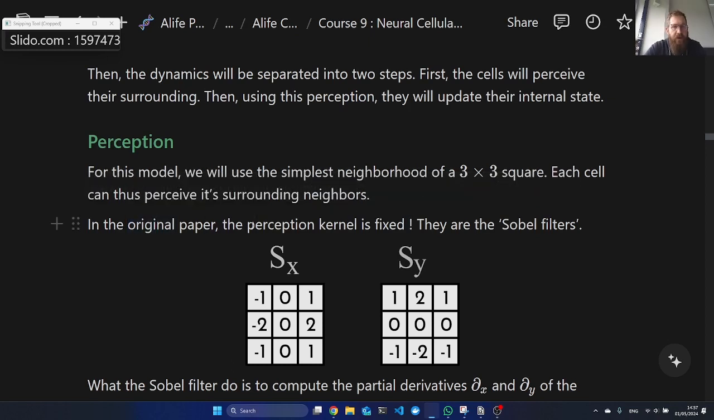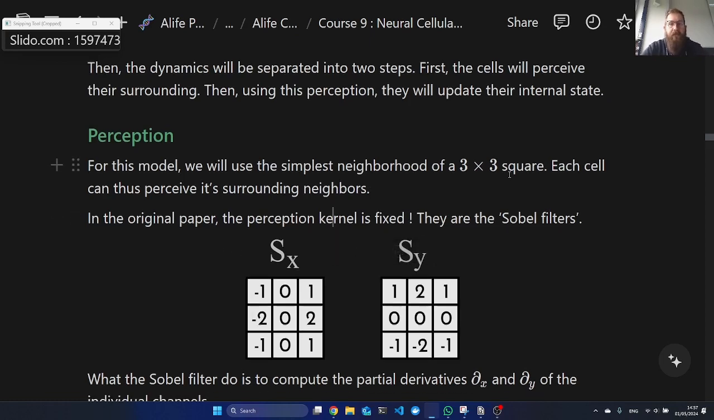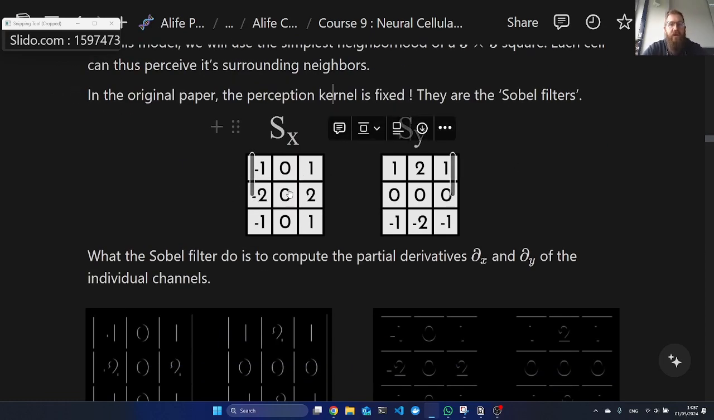So in the original paper, the way that the particles perceive their neighbors is not a parameter of the model. It's completely fixed. You cannot change how the particles perceive the surroundings. So that's what we will explain. What are the particles doing? They are just perceiving their neighbors using these two kernels.